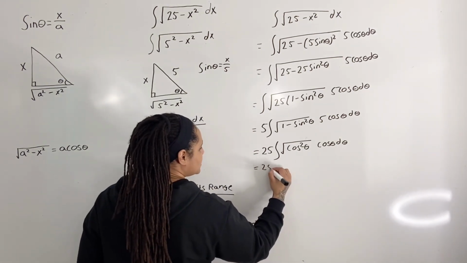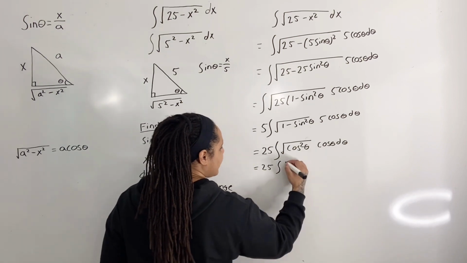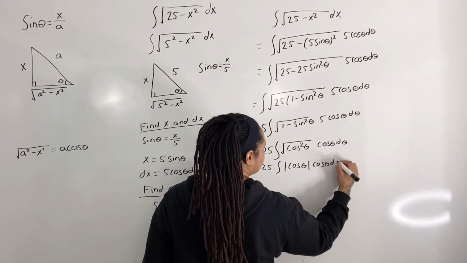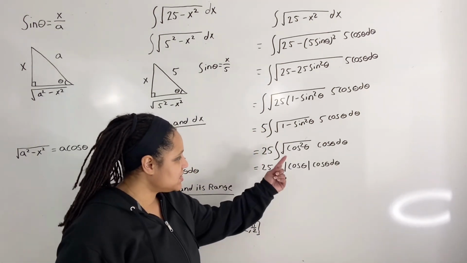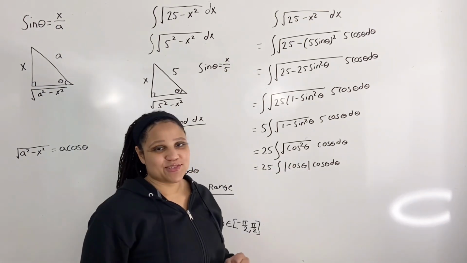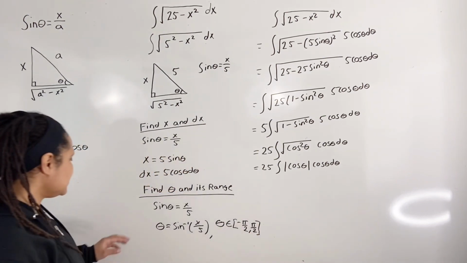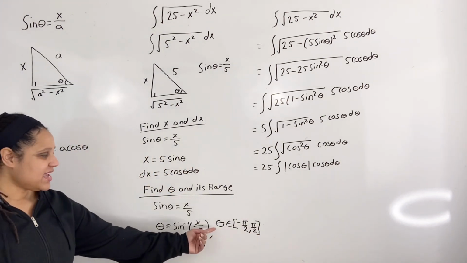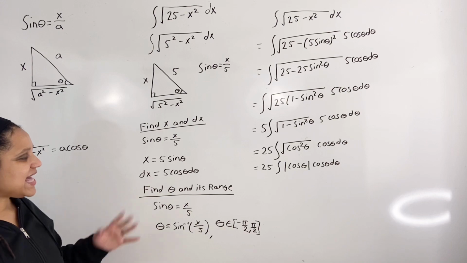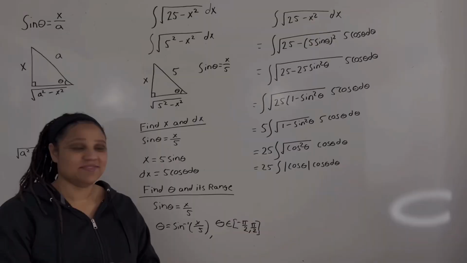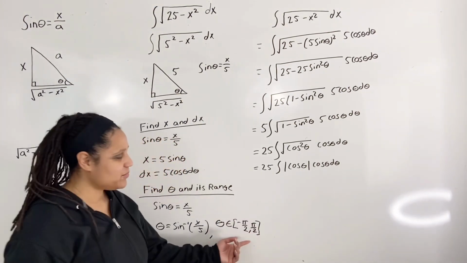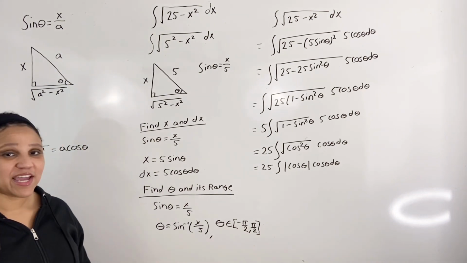So this is equal to 25 times the integral of the absolute value of cosine theta times cosine theta d theta. We know it's an absolute value because we cannot have a negative number under the square root. So we must include the absolute value. But since we have restrictions on theta, theta is between negative pi over 2 and pi over 2. So that means that cosine will always be positive. Thus, we can remove the absolute value. So this is why it was important to identify the range of theta.